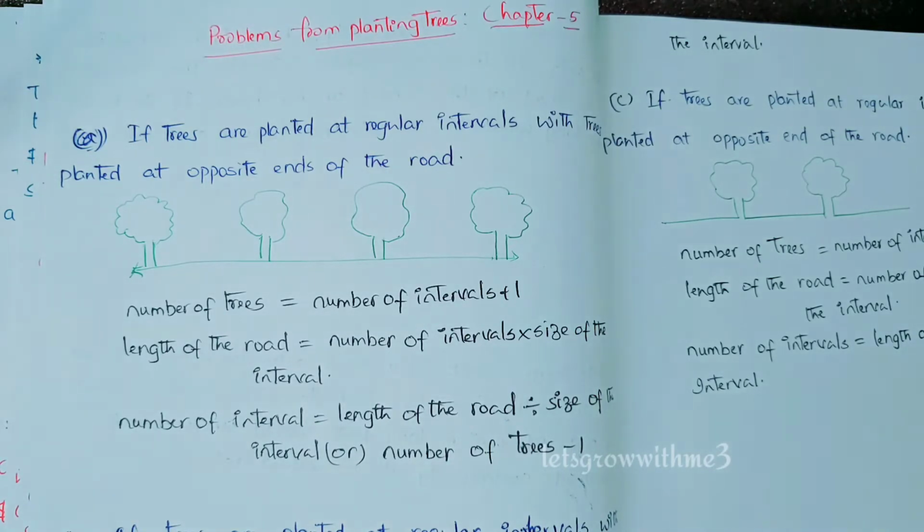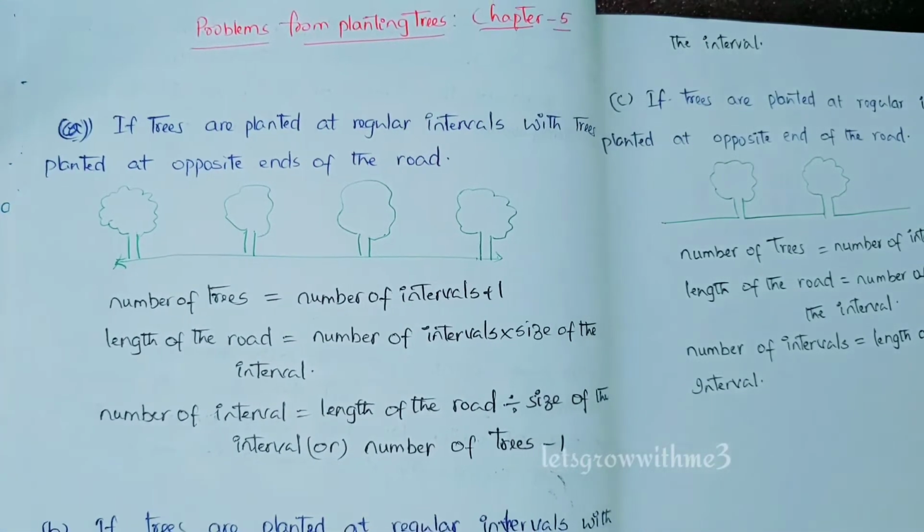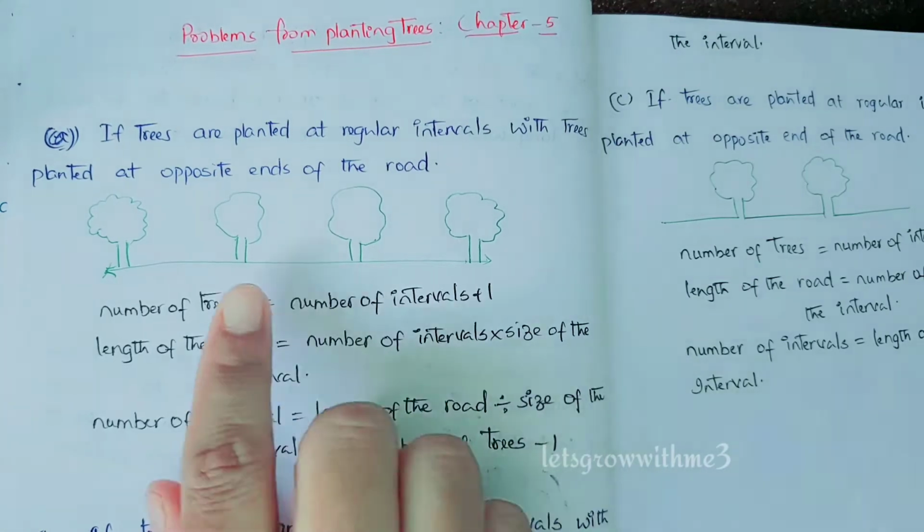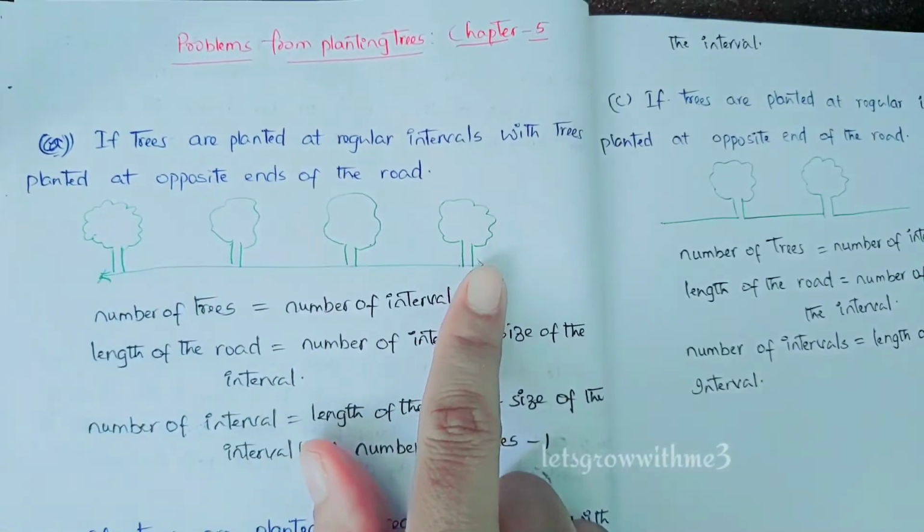Let's take our first case. Trees are planted at regular intervals, with trees planted at opposite ends of the road. Okay, so what do you mean by this? It means trees are planted at regular intervals with trees planted at the opposite ends of the road, so we can find trees at both ends of the road. Then these are the three things that we need to find out in this case.